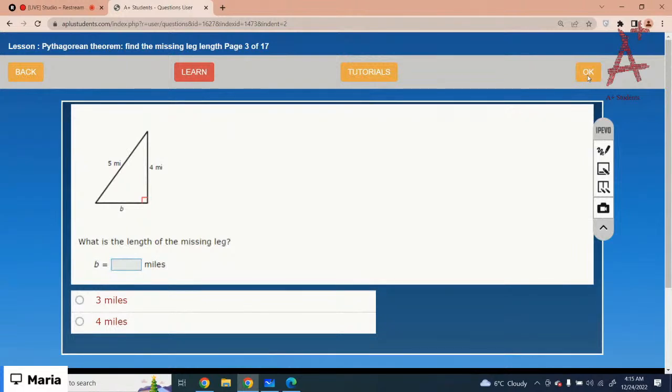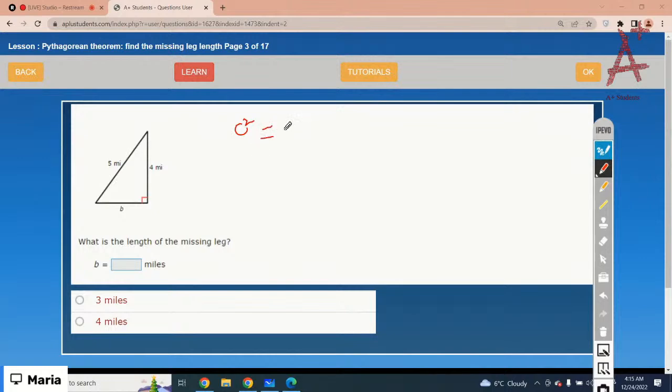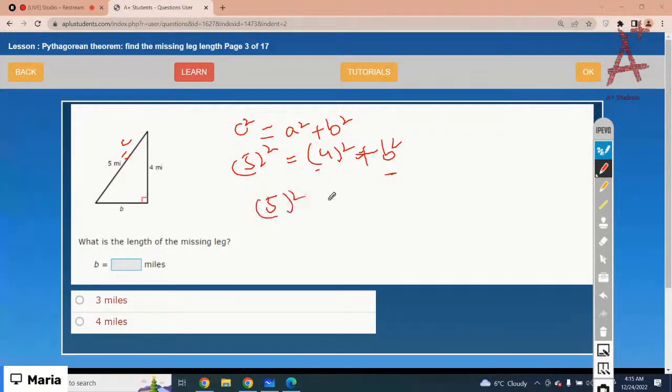Okay, what is the length of missing length b? You have to use the Pythagorean theorem. It would be c square equals a square plus b square. So this is c. So it is 5 square equals a is 4 square plus b square. You have to find the side length of b. So move that 4 square to the other side. It would be 5 square subtract 4 square equals b square.